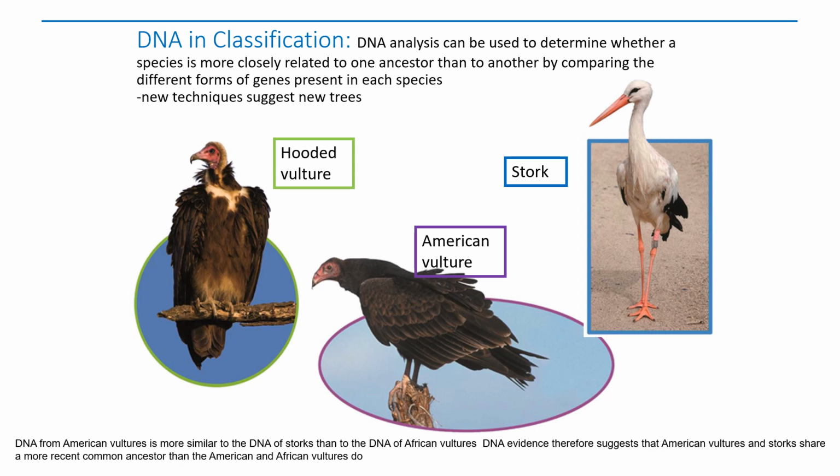We can also use DNA classification in order to analyze the ancestors by comparing different forms of the genes that are found in each of the species. These are a newer development, and so this is not something that was available for quite some time, but more recently has been. So in this case, we see the hooded vulture and the American vulture. And for the longest time, it was believed that the two vultures were very closely related. Yet after the molecular analysis from the DNA, the American vultures are actually more similar to the storks than the DNA of the African vultures.